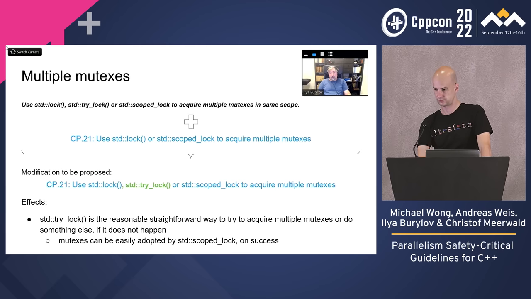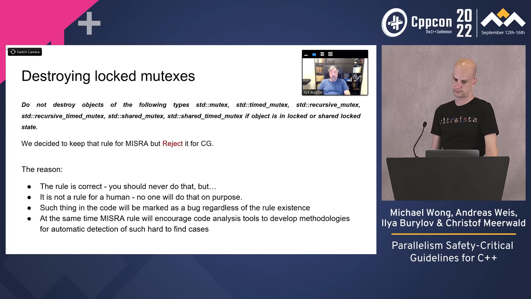Next slide. And this is another example. The example of the rule which we think is reasonable for MISRA, but it is not that good for core guidelines. The rule is saying that you should not destroy the objects of the mutexes while it is locked or shared locked. And it is absolutely correct thing to do, not to destroy those objects, but it is not a rule for human. A human will never try to do that on purpose.